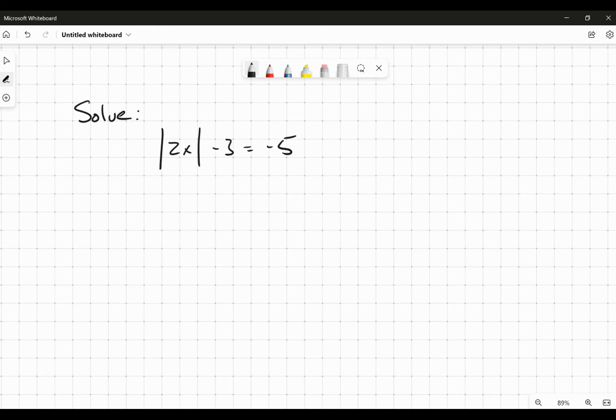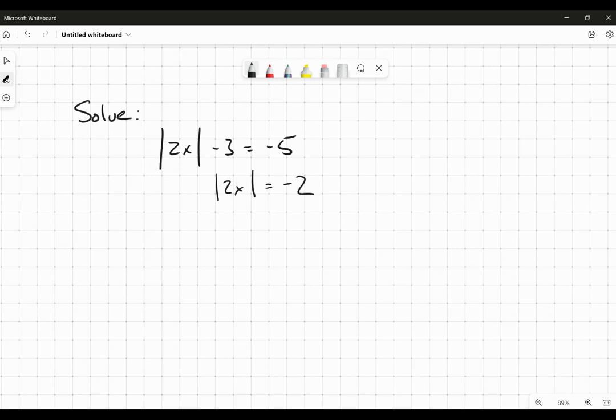Okay, everybody. So in this video here, we're going to look at the equation: the absolute value of 2x minus 3 is equal to negative 5. And so the first thing I want to do here is get the absolute value by itself. So I'm going to bring that negative 3 over. And when I take negative 5 and add the 3 to it, I'm going to get negative 2 here.